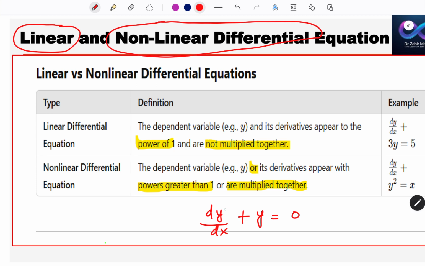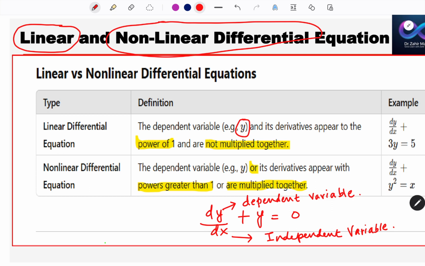Now in the class I told you y is a dependent variable, and I gave some examples from day-to-day life. I hope you remember. So y is a dependent variable and x is called the independent variable. Now what is the definition of linear? The dependent variable y and its derivatives appear to the power of 1. So you must have y with power 1 and dy by dx should have power 1. That is, the derivative must have power 1.